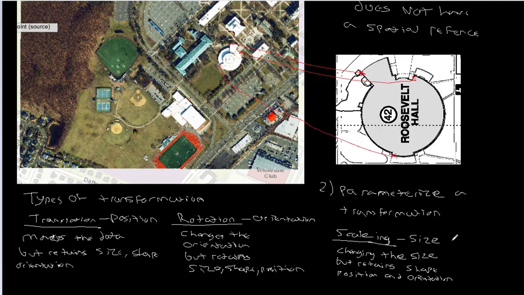And then if we apply these three transformations, translation, rotation, and scaling, we'll be able to take this CAD that does not have a spatial reference and make it match up to this real world data as well as is possible. That's what I mean when I say to parameterize a transformation: we figure out some combination of these transformations to apply in some order to make it so that our unreferenced data matches up to our reference data.